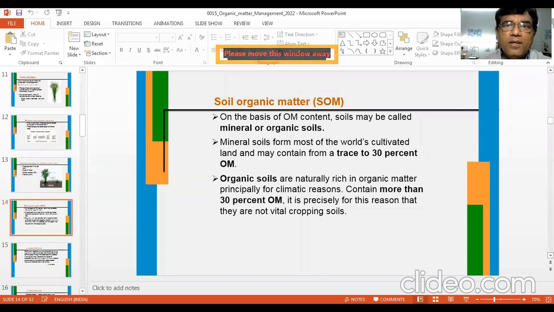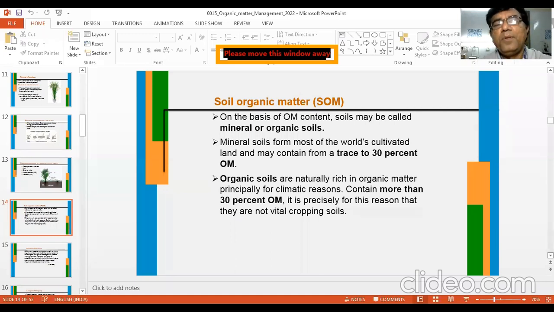Kindly concentrate. On the basis of organic matter content, soil can be divided into two: mineral soils and organic soils. Mineral soils are those soils which contain less than 30% organic matter, and organic soils contain more than 30% soil organic matter. So this is a standard definition of mineral soil and organic soil.